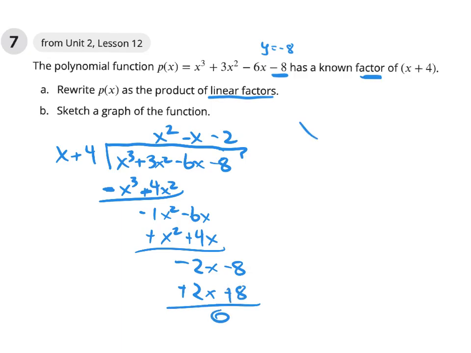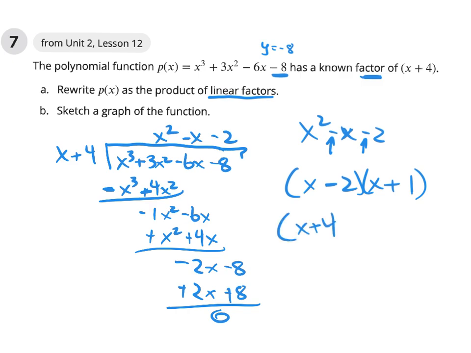Now, I get x squared minus x minus 2. What are the factors of 2? 2 and 1. Both signs are different. The negative goes with the bigger number. And my other factor is x plus 4. There we go.